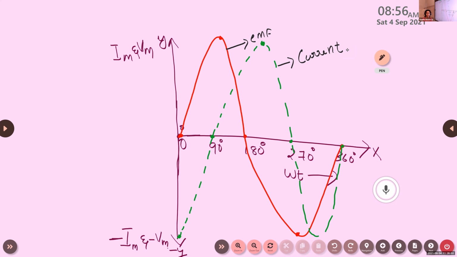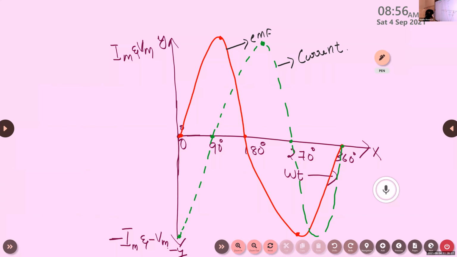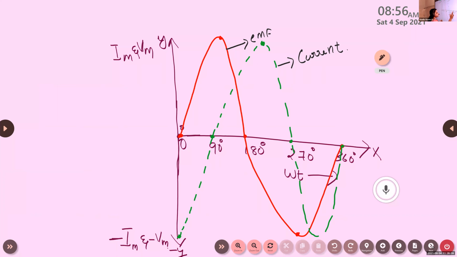Yes, the next case. Ma'am, can you show the previous slide for one second? This tabular form, right? Yes, ma'am. Ma'am, here for 360 degree we got minus Im, right? Yes. How did we plot it as 0? Okay. It is minus Im, right? Yes, ma'am. What about 270? 270, it is 0. And 360, it is minus Im. Yeah. So it stops here.